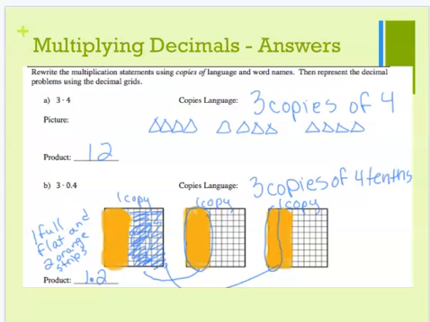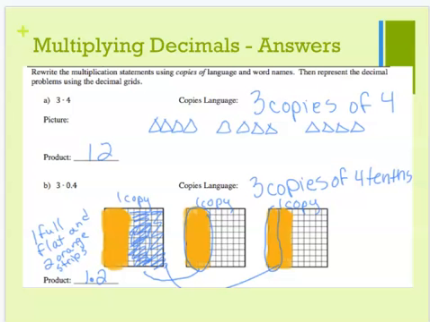So again, with the whole numbers, 3 copies of 4, I put 4 in one group, and then I copy that group 3 times for a total of 12. For the second one, 3 copies of 4/10, we use orange strips to denote tenths, so we highlighted 4 of the strips in each one of the grids, so we have 3 copies of 4/10. Then you can imagine us rearranging those into full grids, and we would have 1 full grid and then 2 strips left over. So that would be 1 and 2/10.